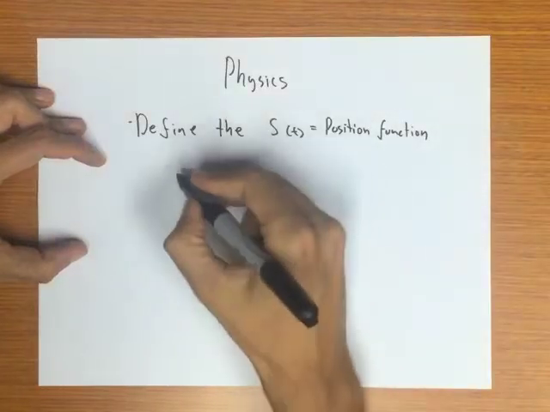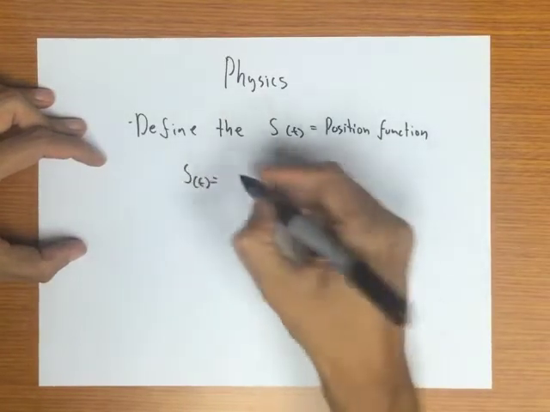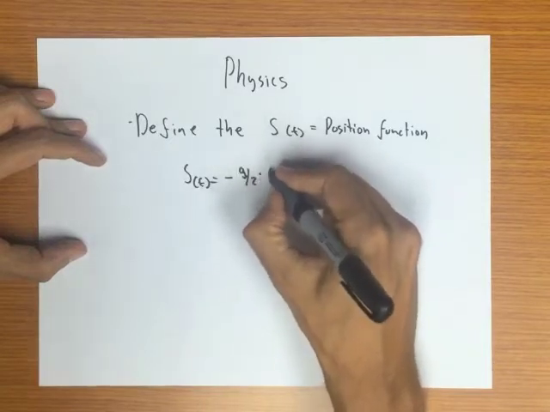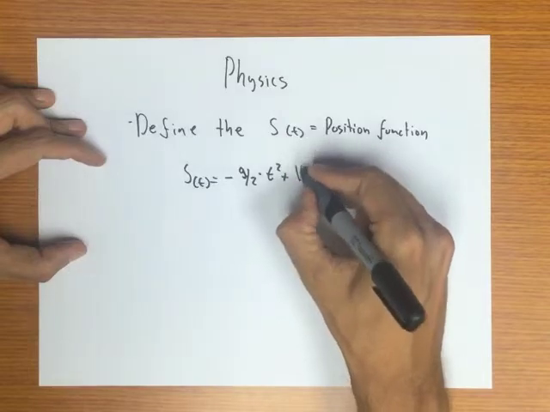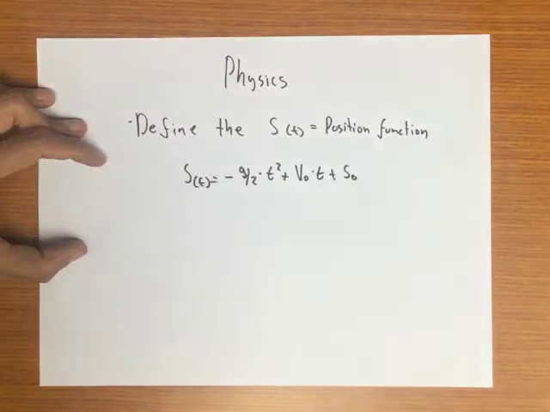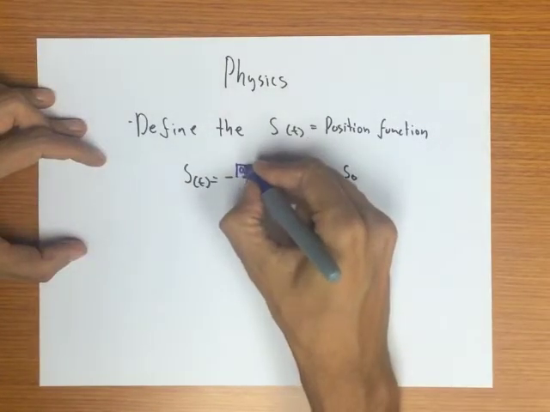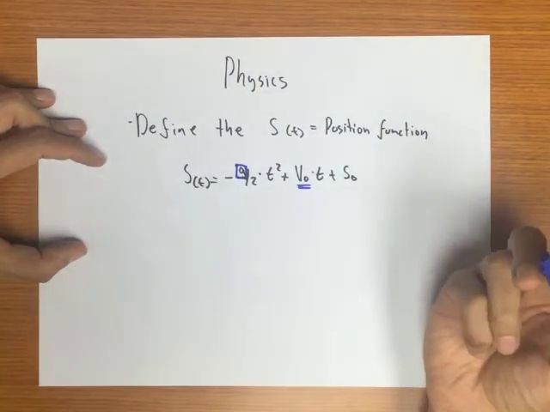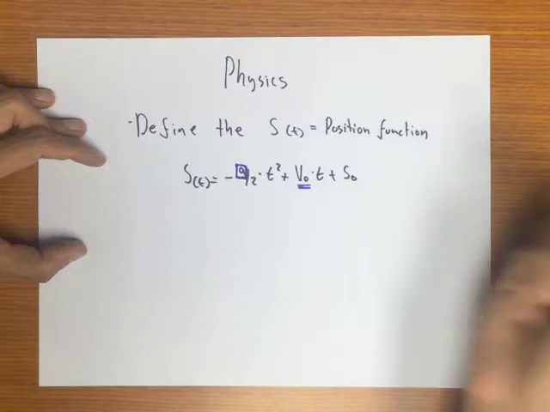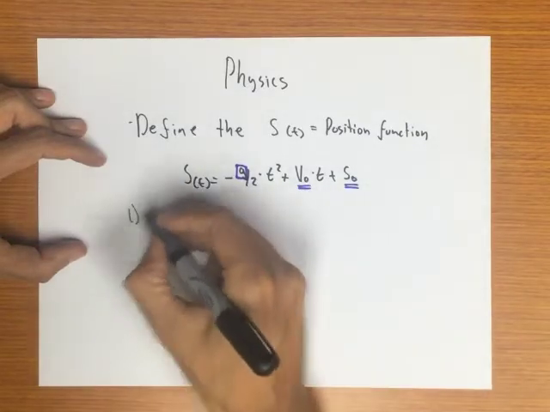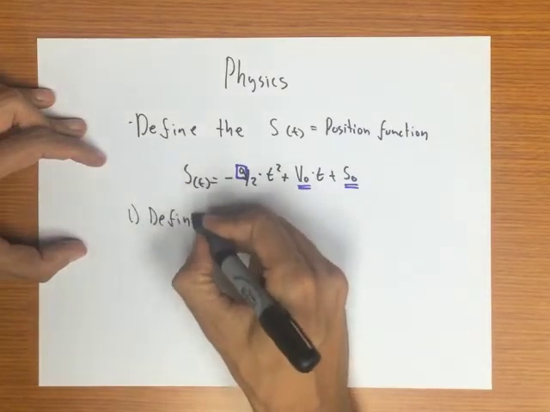The position function is defined as s of t is equal to the negative value of the gravity divided by 2 times t squared, plus the initial velocity times t, plus the initial position. So you need these three elements: the value of the gravity, the initial velocity, and the value for the initial position. If you don't have the definition of the function, the first thing you have to do is define the function.